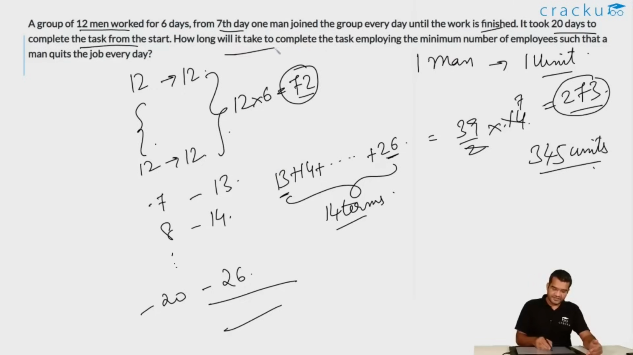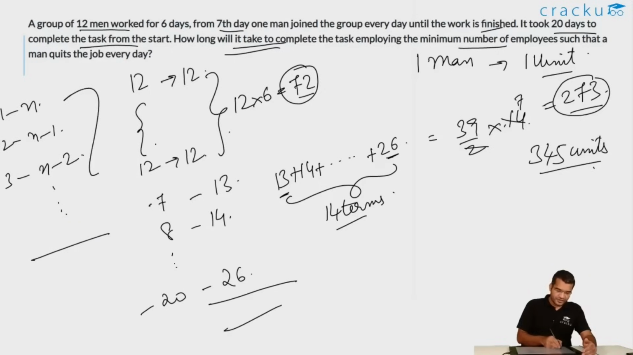Let us assume that we consider another case in which every day one person is leaving the job and the work is still completed. So let us assume that the minimum number of people we need to employ such that the work is completed is, say, n. So on the first day n persons work, on the second day n minus 1 persons will work, on the third day n minus 2 persons will work, and so on, and the sum of the total work done has to be greater than, or exactly equal to, 345.